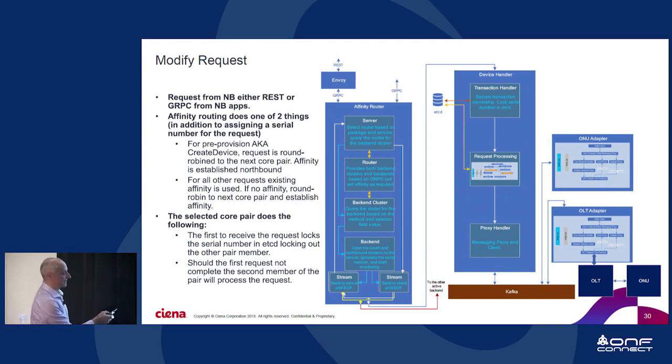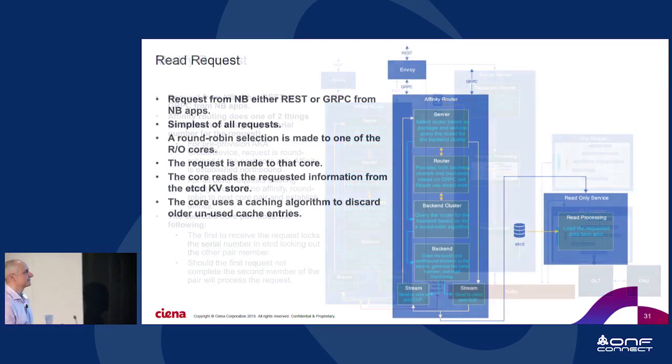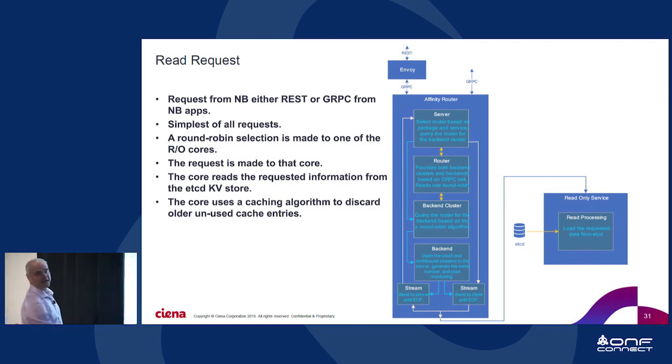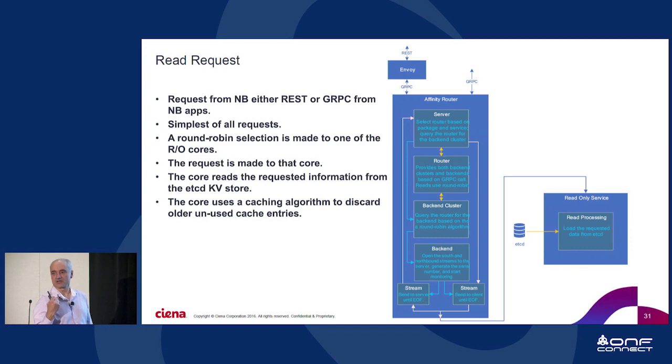So this is a read-write request. A read-only request is much simpler. It does a round-robin selection of a backend and executes the read, and that's it. The actual read-only cores have a cache so that they don't have to keep loading information, but as the stuff ages, it gets tossed out of the cache.